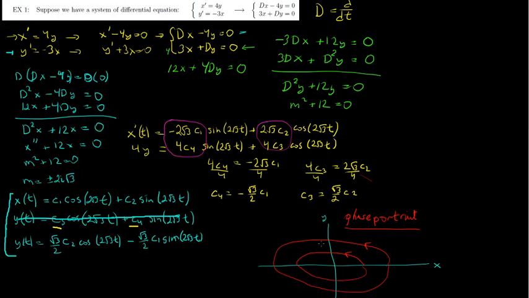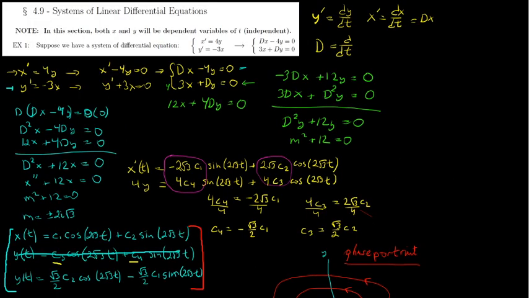In most cases, we're not going to ask for the phase portrait. We're just going to ask for the solution this way. And don't forget, don't leave it with C3 and C4. Do this step here to solve for C3 and C4 in terms of C1 and C2. So I hope that helps. So that should be section 4.9.